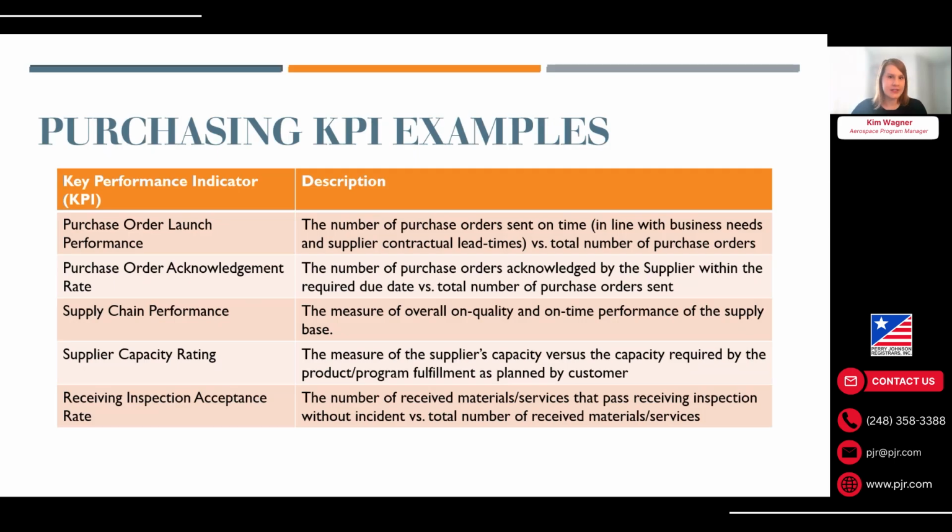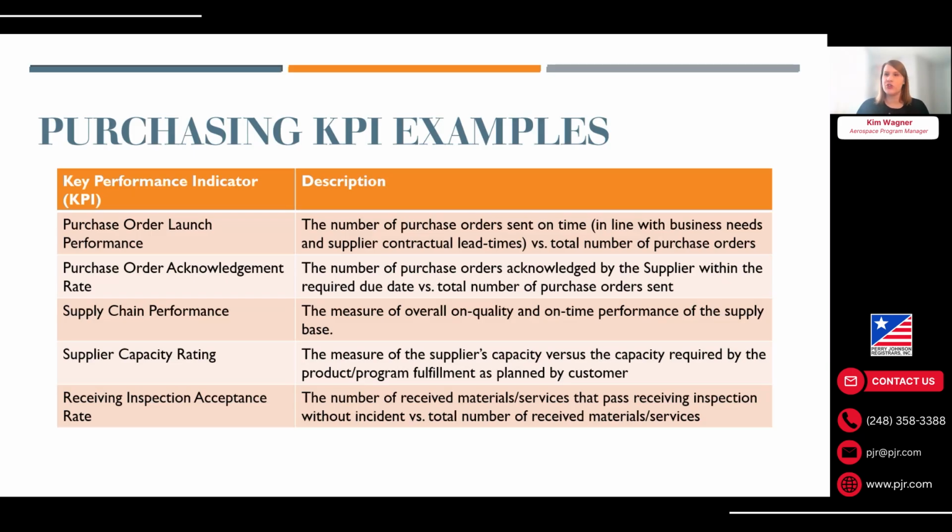So purchasing next, we've got some more examples here. First, we've got purchase order launch performance. This would measure the number of purchase orders sent on time versus the total number of purchase orders. So how quickly are we issuing purchase orders when a need is identified? Purchase order acknowledgement rate. This would measure the number of purchase orders suppliers are acknowledging versus the total number of purchase orders sent.